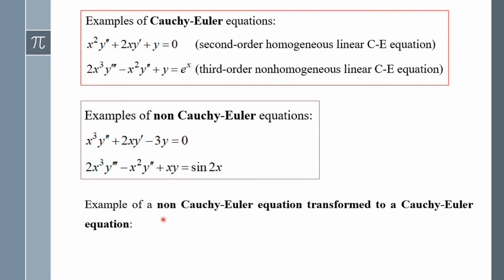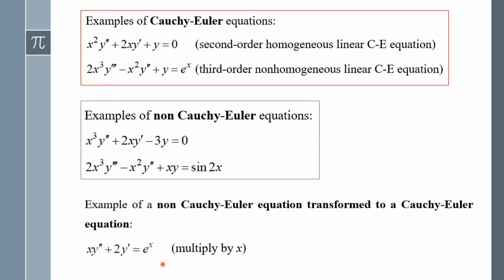There are some non-Cauchy-Euler equations that can be transformed to a Cauchy-Euler. Example, xy double prime plus 2y prime equals e to the power of x. It is very obvious that this is not a Cauchy-Euler because the degree of x for the first term, which is 1, doesn't match with the order of differentiation of y, which is 2. And similarly here, the degree of x equal to 0 doesn't match with the order of differentiation of y, which is 1. So how to transform this to a Cauchy-Euler? Is it possible to do so?